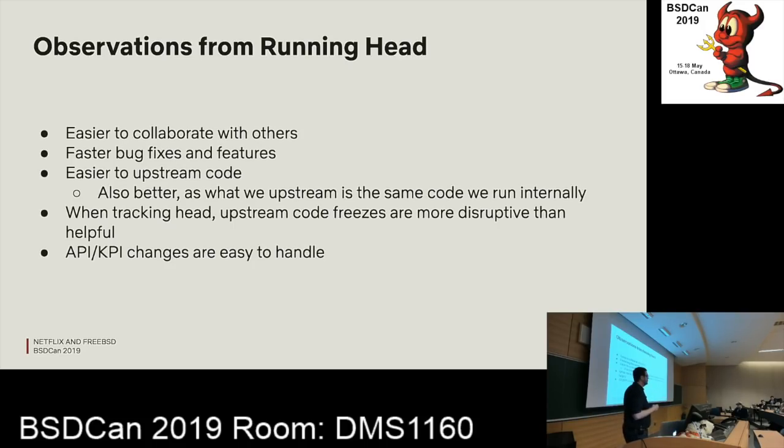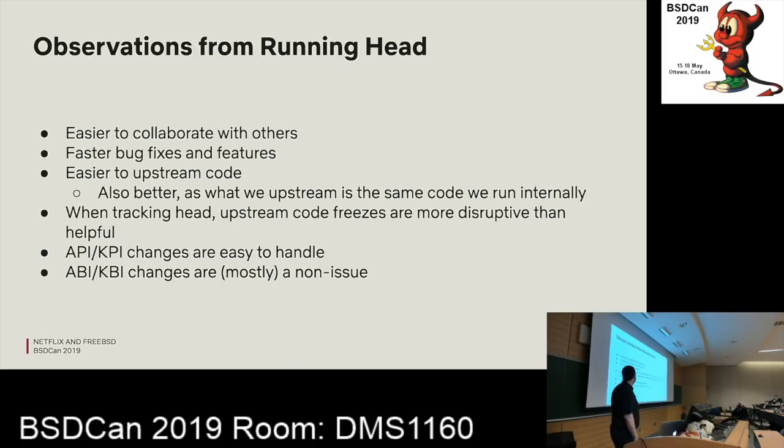API, KPI changes are easy for us to handle. We recompile everything for all of our releases. Because we recompile everything, we don't really care about API, KPI stability. And when the API or KPI changes, because we take monthly syncs, it's really easy to fix the 10 lines of code that call that function that need to be changed. So it's very easy for us because we're taking incremental syncs every month, rather than taking a huge sync when we go between stable branches.